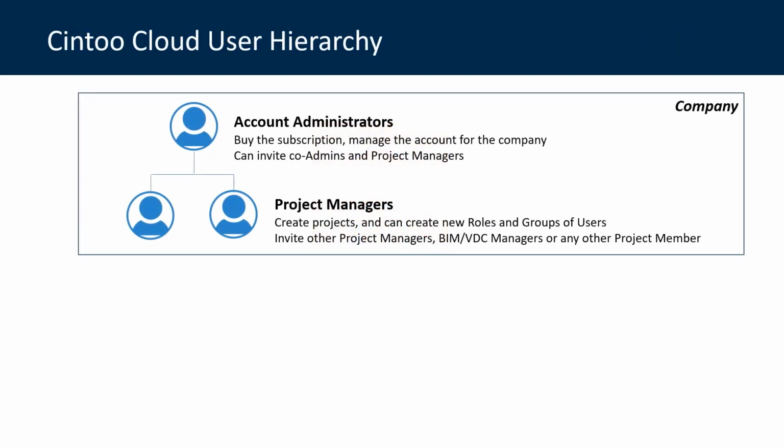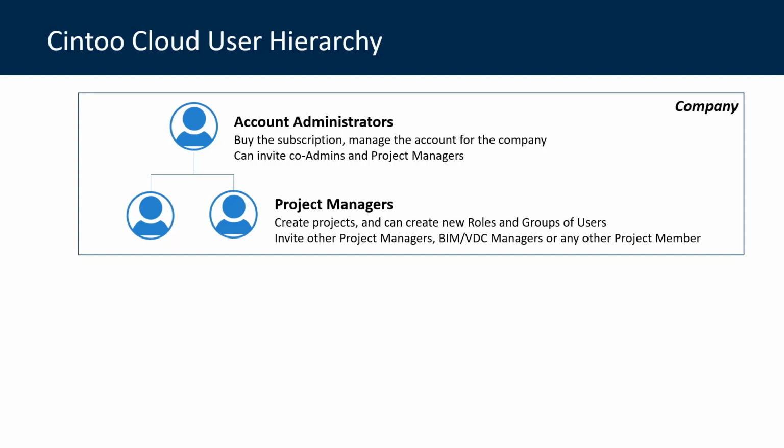So we have a user hierarchy at the company level and at the project level. At company level, you first find the admin. We can invite other admins. The admins will be the people buying the subscription and then managing the account for the company. Then the admin will name one or multiple project managers, and project managers have the capability to create projects and create those groups of users that Dave showed you. So Dave showed you how to create a group and then assign a group to a project, but creating a group of users is only a capability given to project managers.